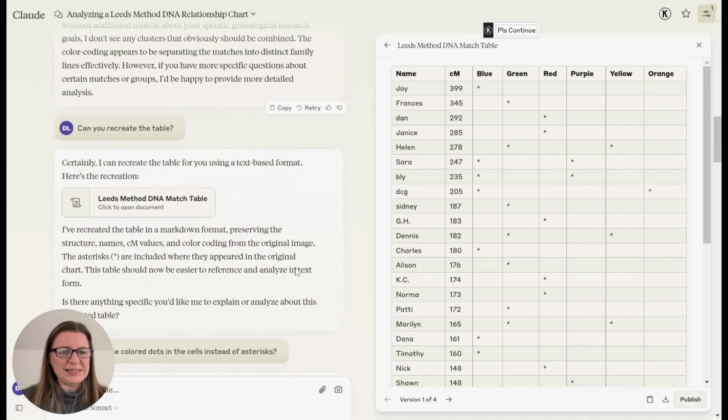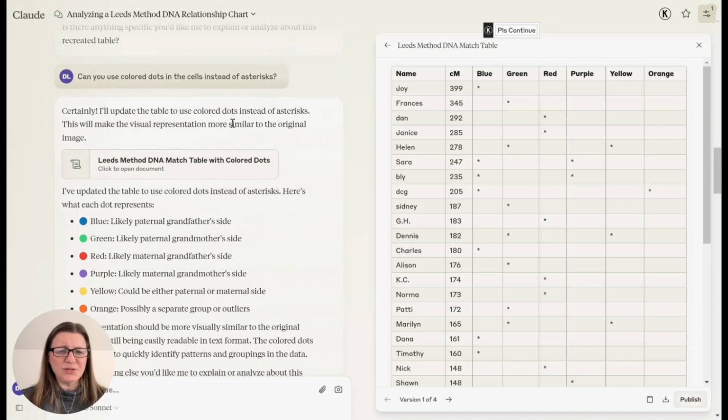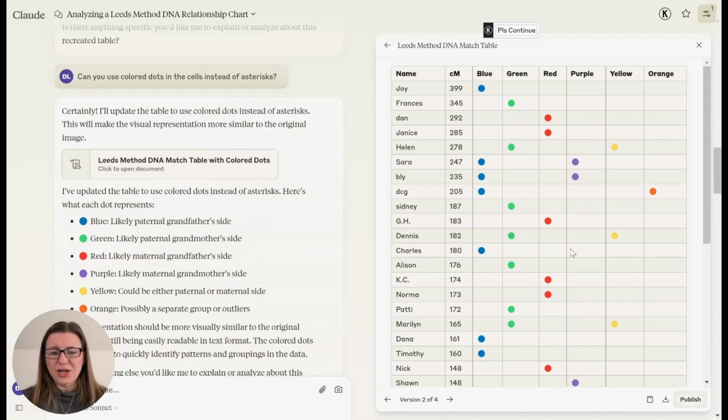And so then I said, can you recreate the table? And that's this right here. And then I said, can you use colored dots in the cells instead of asterisks? And again, I can come down here to version to see that, or I can click here to show you what happened at this point. And this chart works so much better. You can see here, scrolling down, let's see if Marilyn's supposed to have 2 dots. Yes, she is. So this one worked great. We've got Sarah and Bly with the 2 dots. Everybody else was having 1 dot.